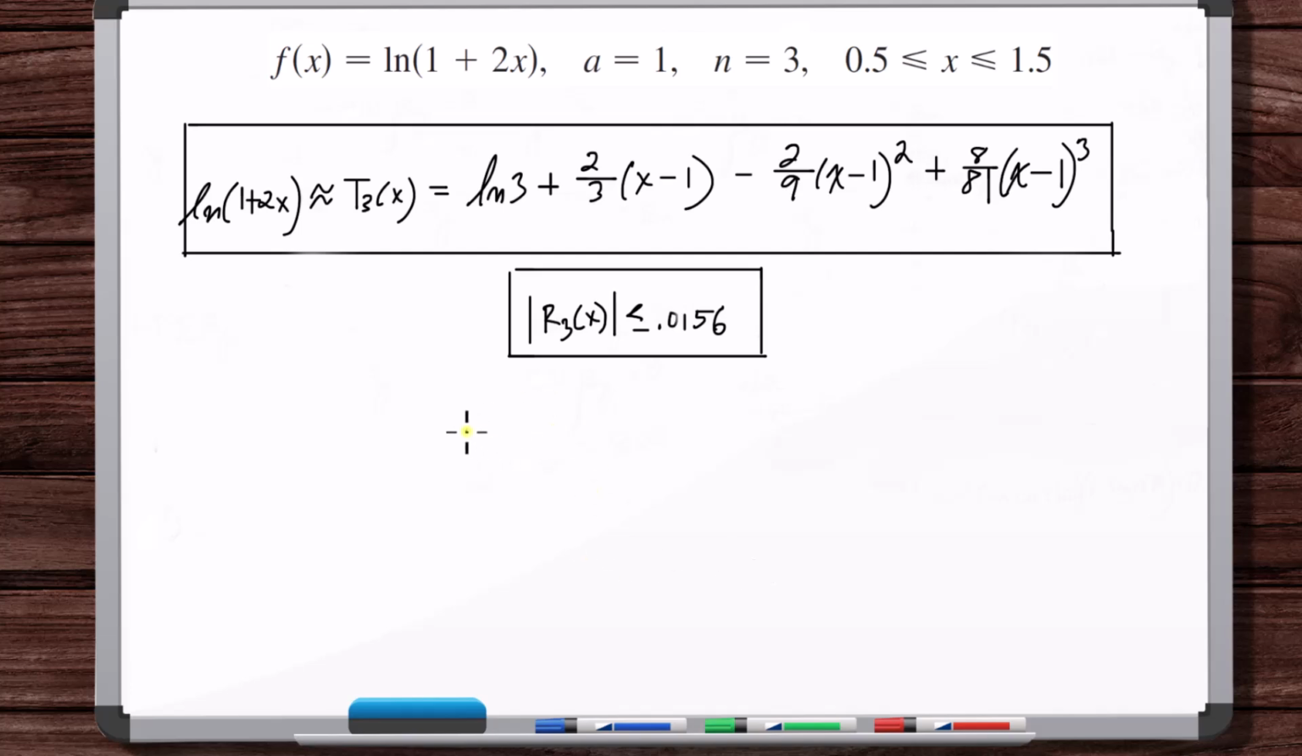Okay, so now let's go ahead and graph the actual R sub 3 of x, absolute value. We can do that because what is R sub 3 of x? It's the absolute value of the function itself minus T sub 3. Now you might ask, what's the purpose of Taylor's inequality if we can get the actual exact error? This is just practice. In some cases, maybe you don't have the actual function, or maybe it's hard to get the actual error. So these problems are just practicing the mechanics of Taylor's inequality.